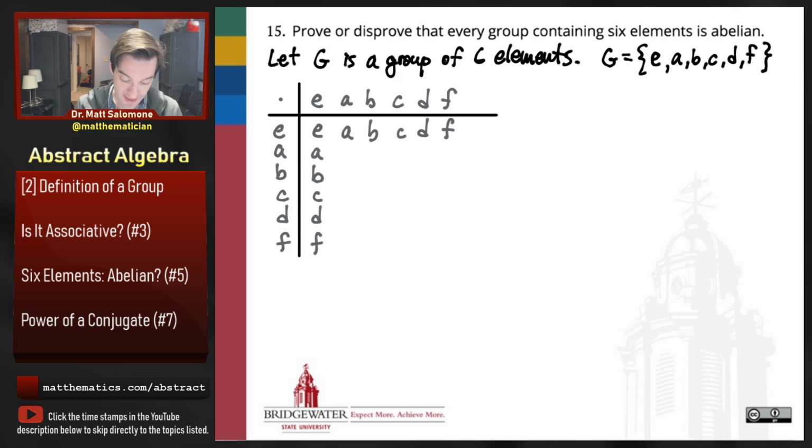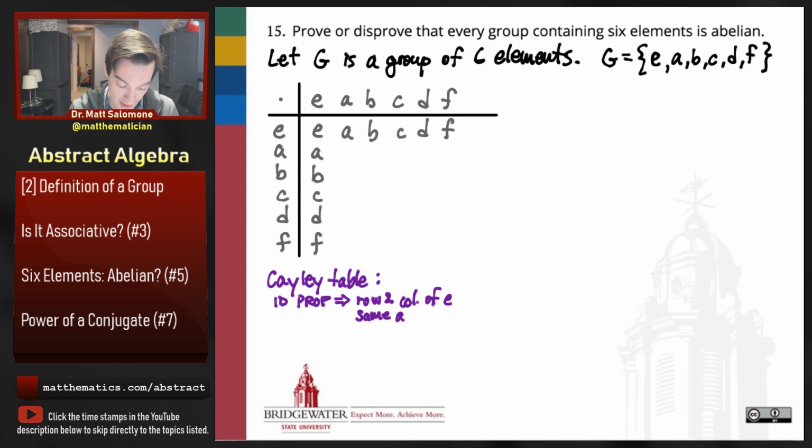But we know that a few things have to be true of the ways in which we fill in the rest of our table. So the multiplication table for a group is called a Cayley table. So Cayley table is just a fancy name for multiplication table. But we know for sure that some things have to be true. That because of the identity property, we have to have this row and column of E be the same as the first row and column of the table. Right, they just have to be repetitions.